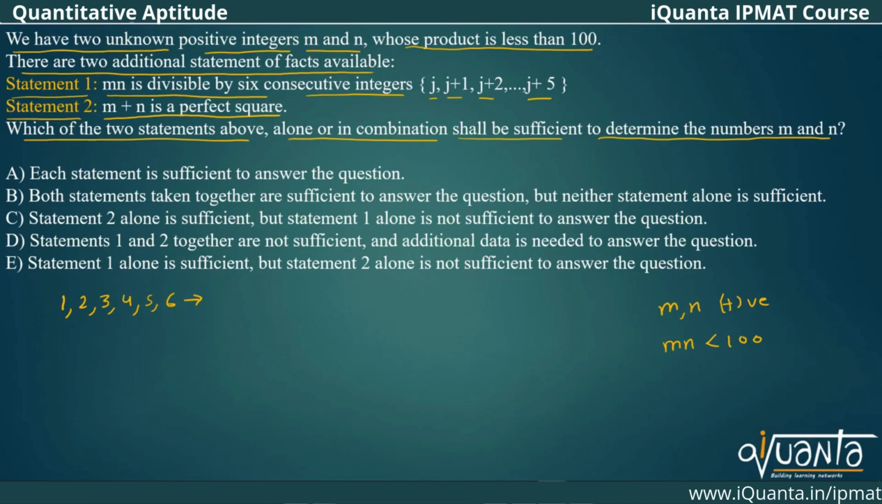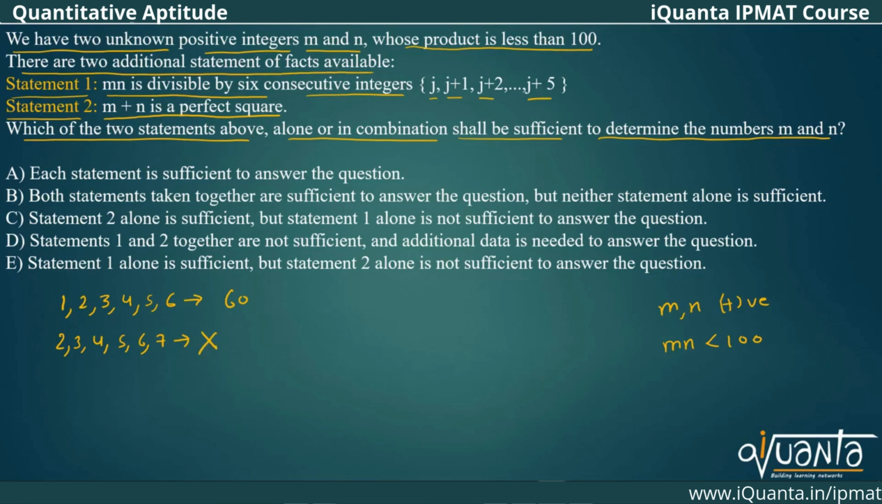It should be the LCM of 1, 2, 3, 4, 5, 6, which is 60 over here. If we take another set of 6 consecutive integers starting from 2, we'll have 2, 3, 4, 5, 6, 7. But in this case, the LCM of 2, 3, 4, 5, 6, 7 will exceed 100, which is not possible because we always have to stay below 100. So this won't be possible.